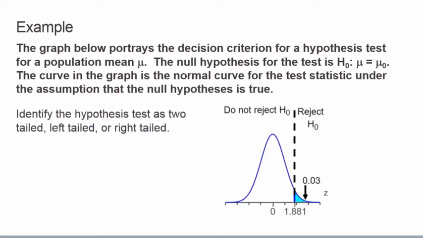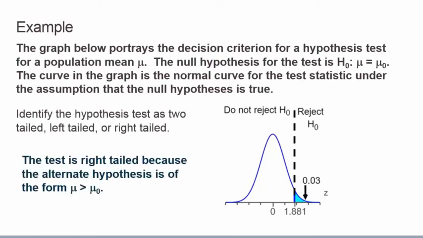Continuing our example, identify the hypothesis test as two-tailed, left-tailed, or right-tailed. Since it is shaded to the right of 1.881, the test is right-tailed because the alternative hypothesis is of the form mu greater than mu sub 0.